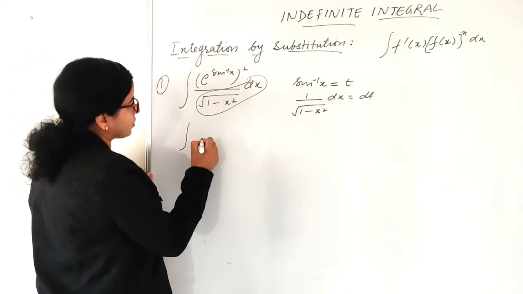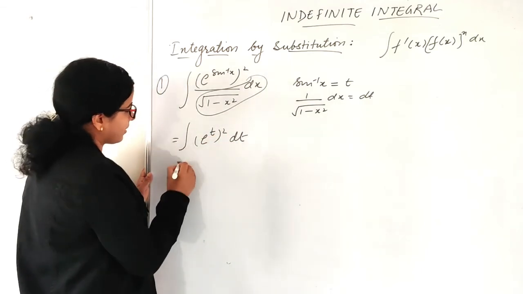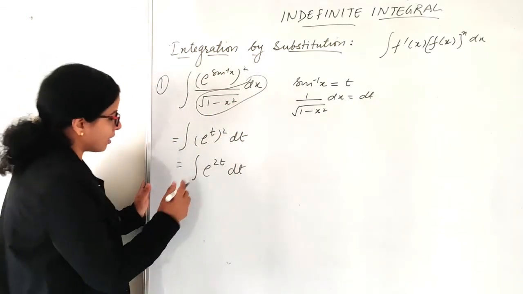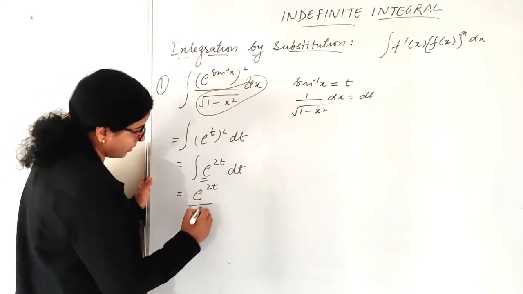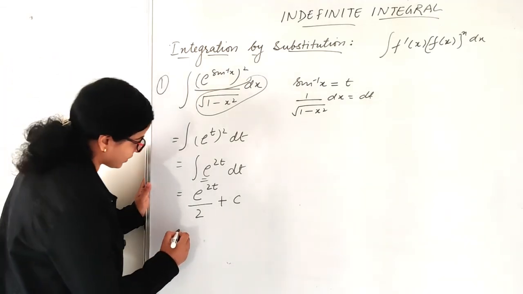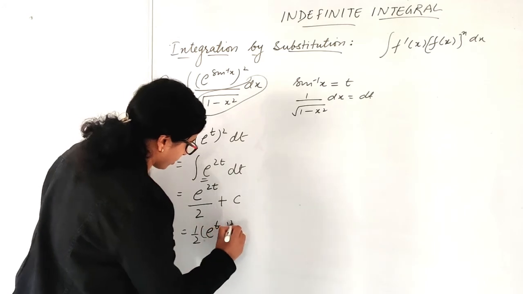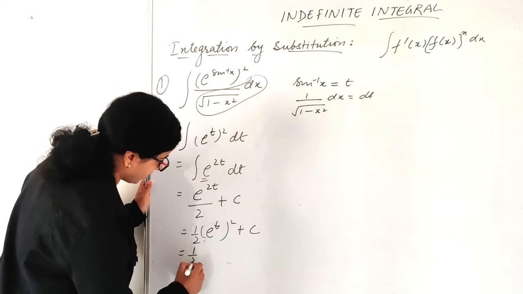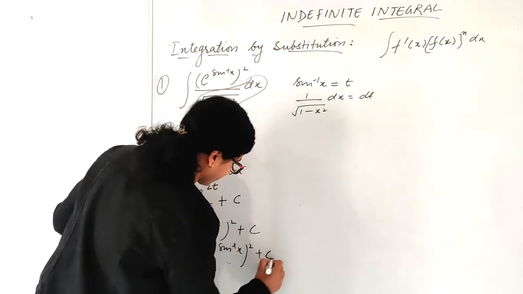So my function reduces to e to t square dt, or I can write as e to 2t dt, right? Now what will be the integral of this? E raised to the power 2t upon 2 plus c. Clear? Substitute the value of t. This can be written as 1 by 2 e raised to the power t whole square plus c. Now we can substitute the value of t, whole square plus c. Done.